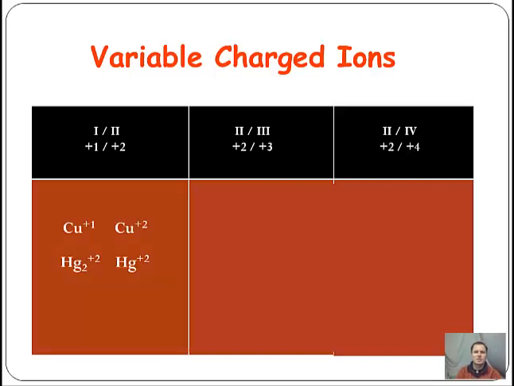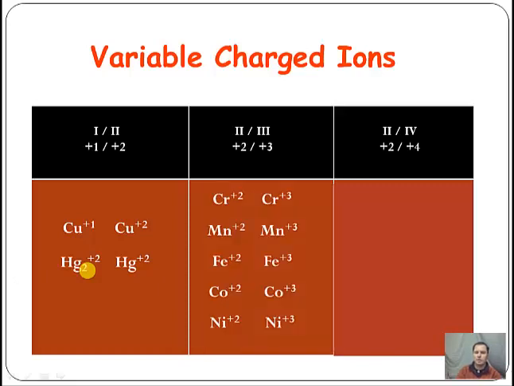First of all, let's look at the +1, +2. There are 2 elements in here, copper +1 and copper +2, and then there's mercury. If you notice the mercury, they're both +2 charges. The difference is this little 2 right here. So think of this Hg2 as 2 Hg +1s put together. So we call this one the lower charge, this one being the higher charge. Our group 2, 3 is chromium, manganese, iron, cobalt, and nickel. And then finally our last group, the 2, 4, is tin and lead.